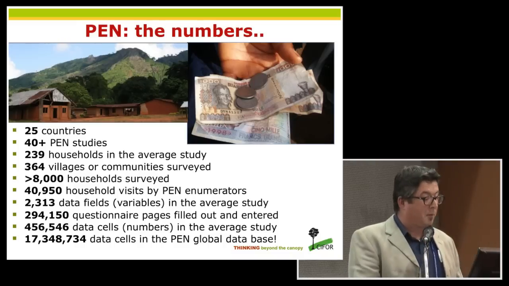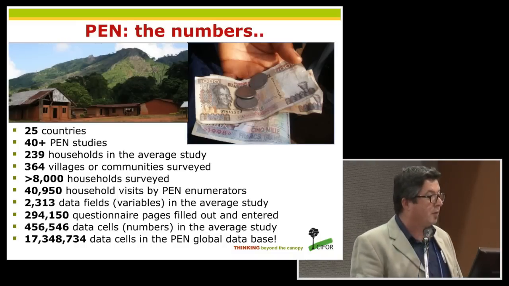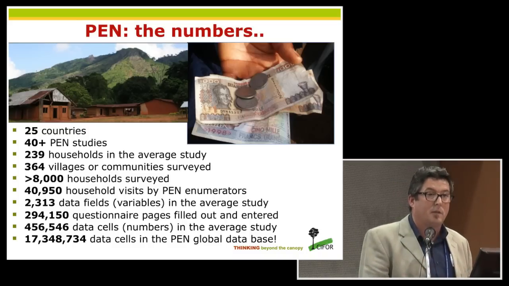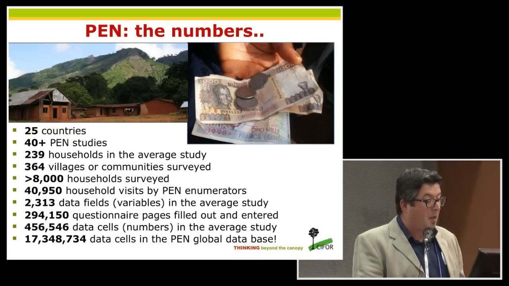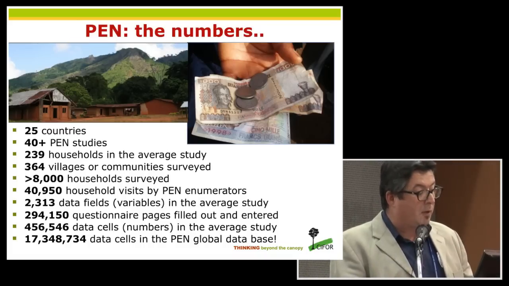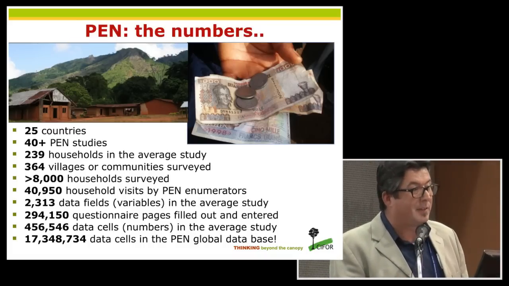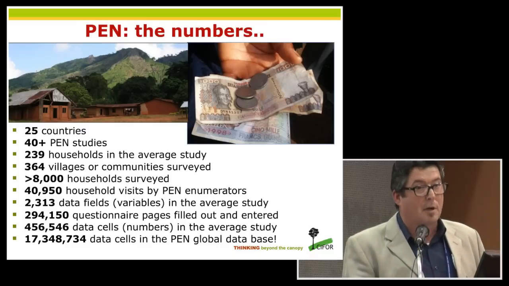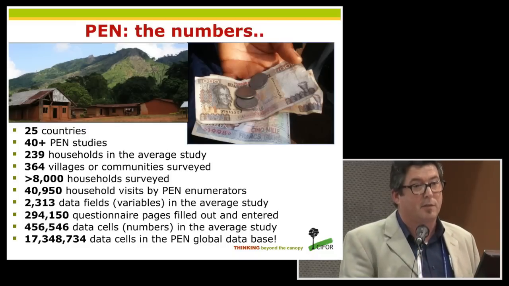So PEN, the numbers: we have 25 countries represented by PEN. There are 40 studies, although only 38 were good enough for the data set to be finalized. You can see that there are over 200 households in the average study, but I'll go further and further down: 17 million data cells, which for our poor database manager is somewhat daunting.